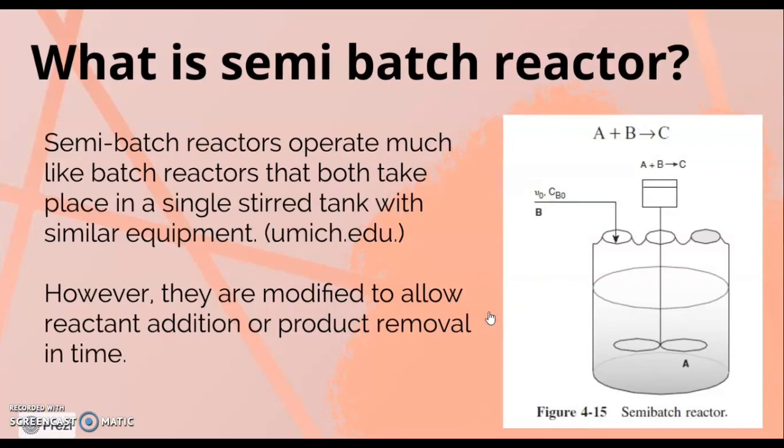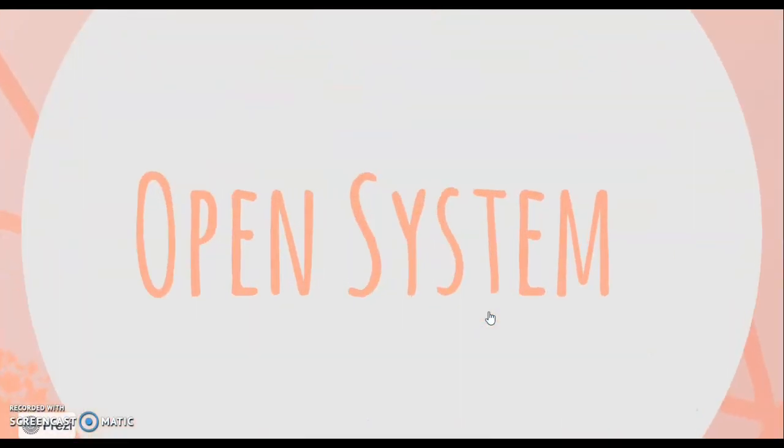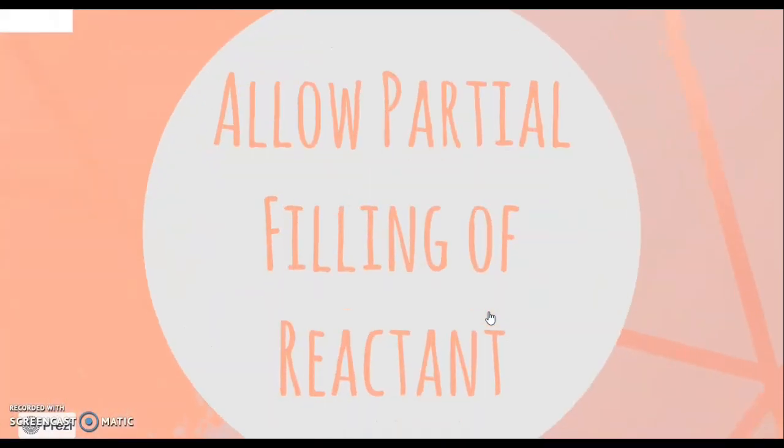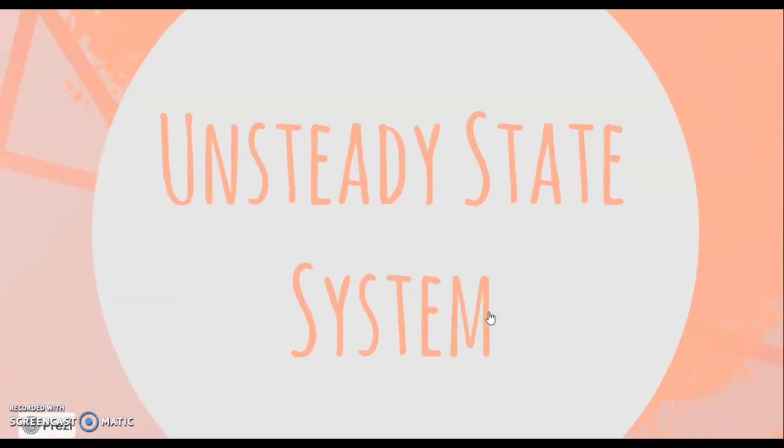Okay, so a semi-batch reactor has an open system because we can keep on adding the reactant during the reaction. And it also has low partial filling of reactant. We can either add both reactants into the reactor or just one type of reactant into the reactor. And it is an unsteady state system.